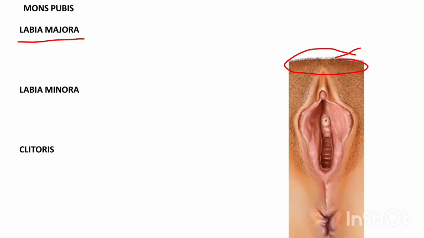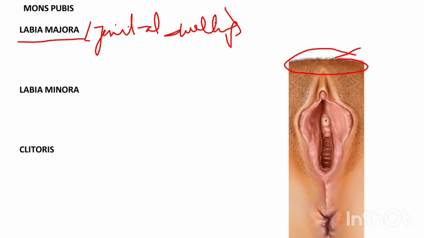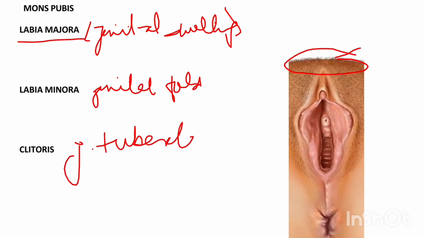Now second is labia majora. Firstly, we will see what it is derived from. You should know it is derived from genital swelling. And labia minora, what is it derived from? These are derived from genital folds. And what about the clitoris? Clitoris is derived from genital tubercle. This is the genital tubercle. These are the derivations from where they may be formed. In this picture we will see where they are present.